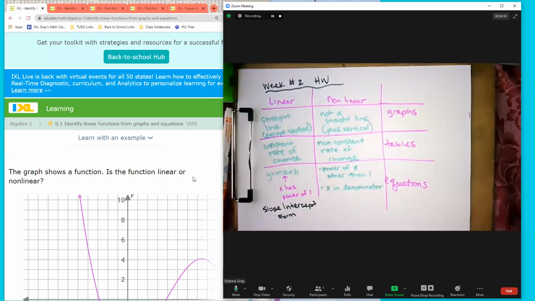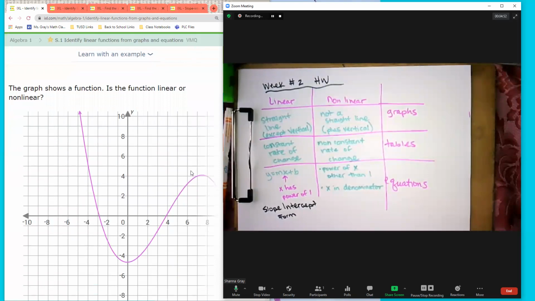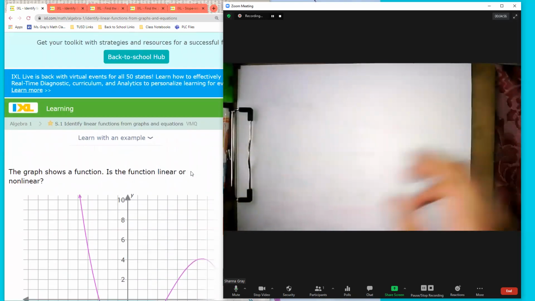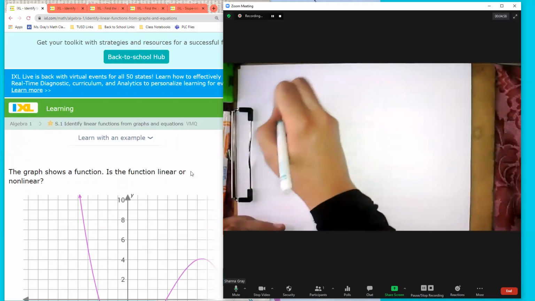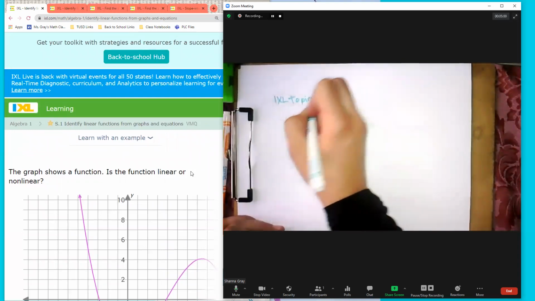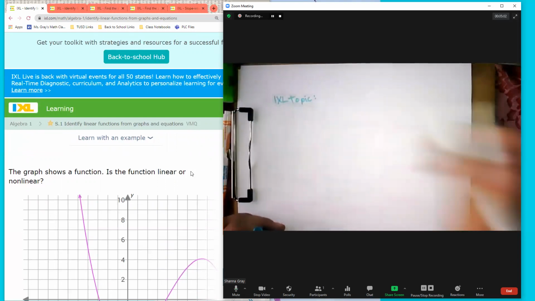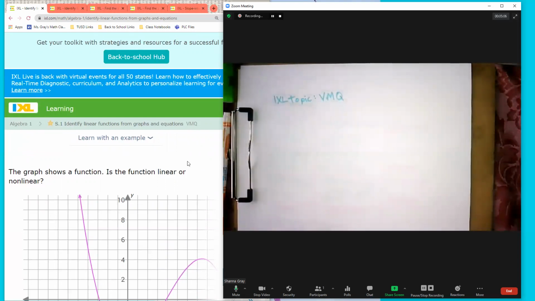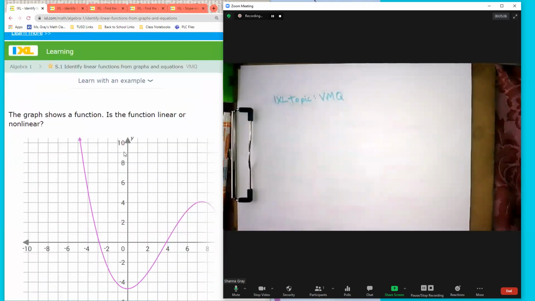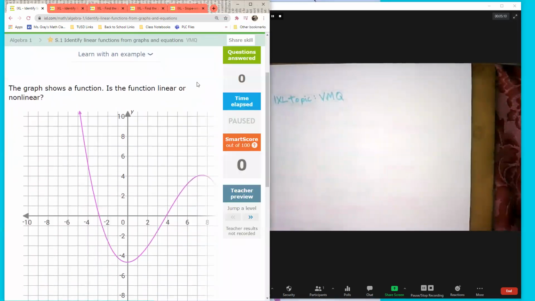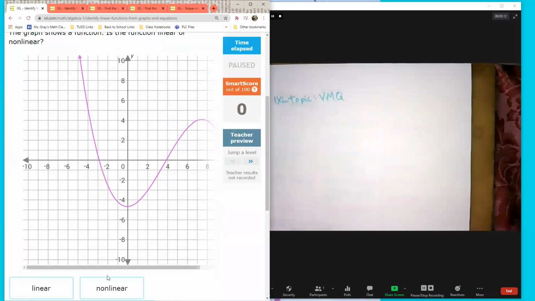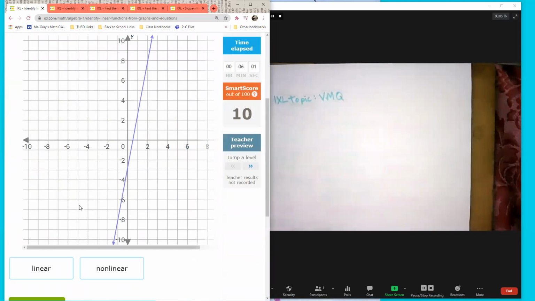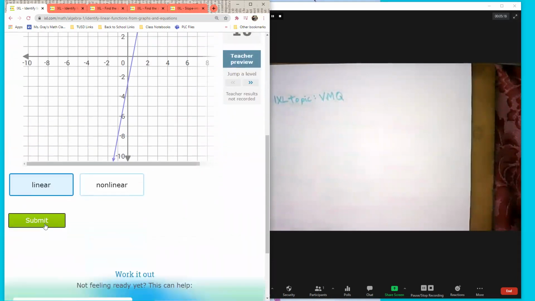So if we go through and look at this first topic here, IXL topic VMQ. So for this first one, VMQ, I'm really just deciding, is it straight line or no? Which in this case, it's obviously not linear. So this topic is supposed to be pretty easy. This is a straight line, so it's linear.